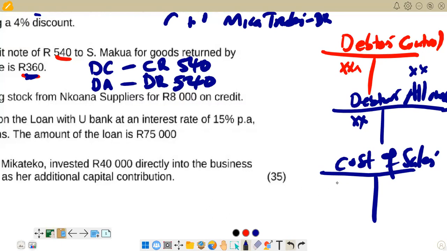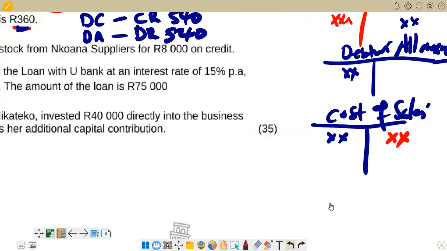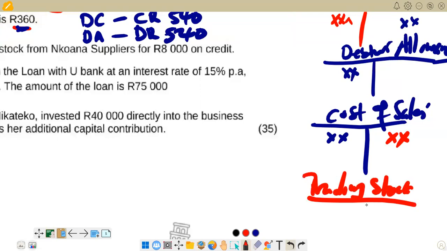Initially, when you sold these goods, the cost of sales figure was on the debit side of the cost of sales account. Now these goods have been retained, so we have to reverse them. The correction entry that we are going to make is to credit cost of sales. And then these goods are coming back into the business, so they are going to increase the inventory. So we are also going to create a trading stock account, whereby we debit the trading stock.